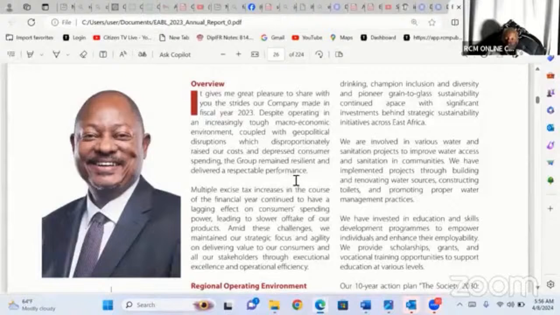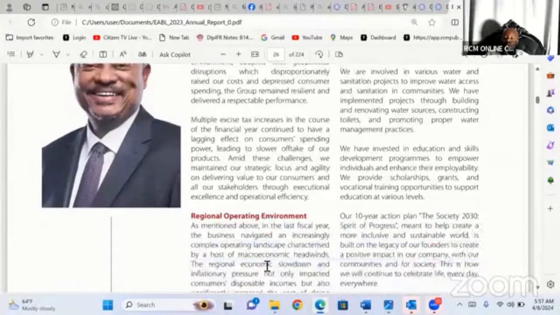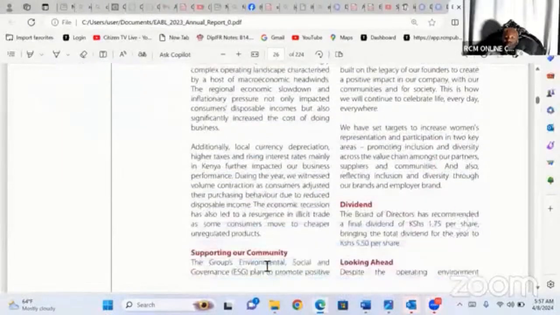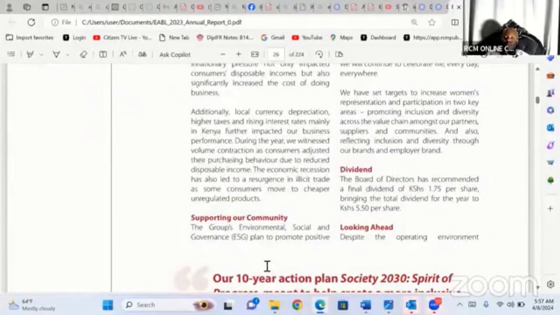respectable performance. Multiple excise tax decreases in the course of the financial year continue to have a lagging effect on consumer spending power, leading to a slower offtake of our products. Amid these challenges, we maintained our strategic focus and agility on delivering value to our consumers and all our stakeholders through executional excellence and operational efficiency." Regional operating environment, these guys will say so many things, how they're supporting the community.